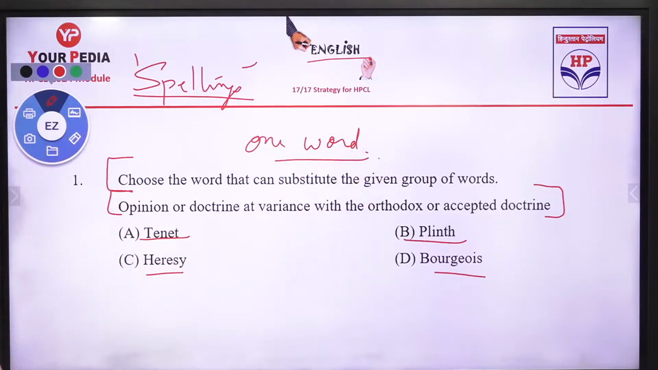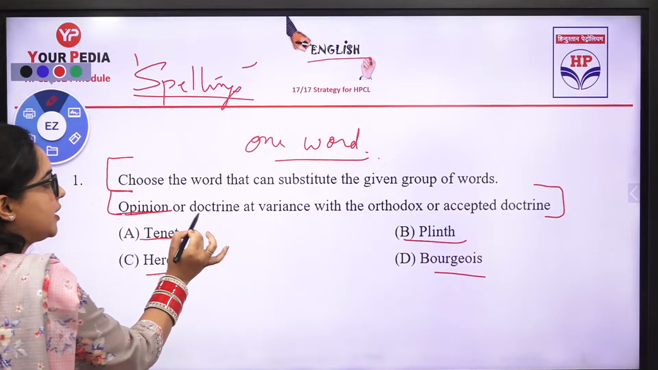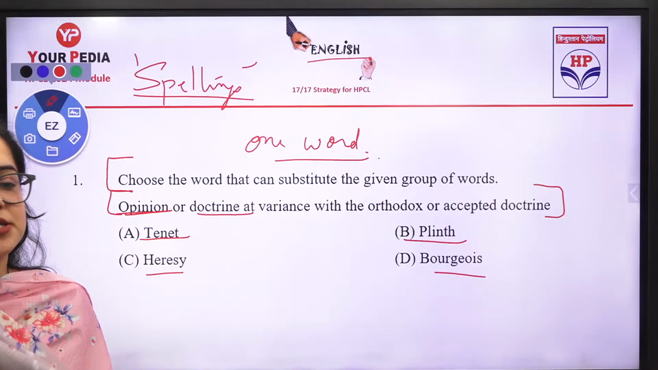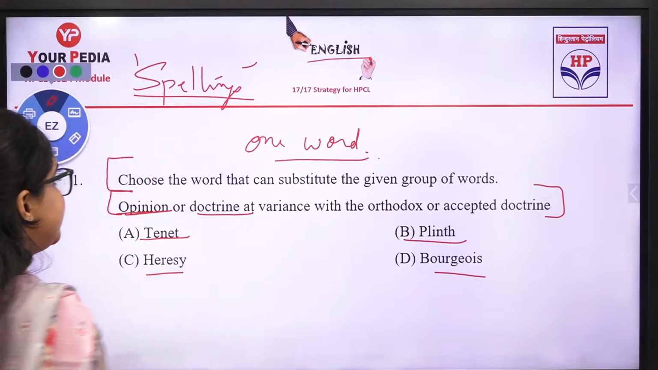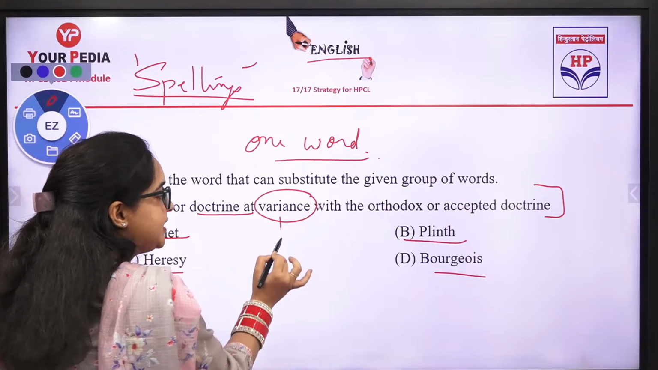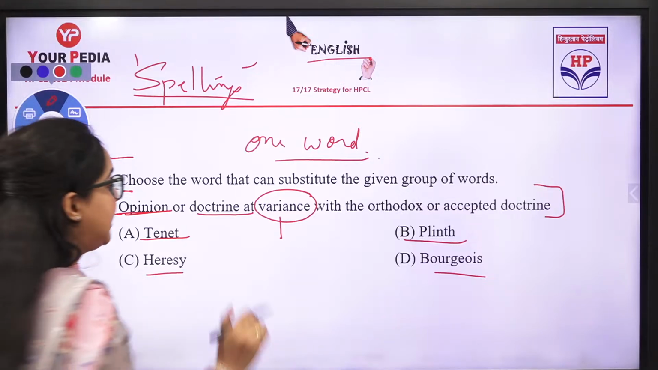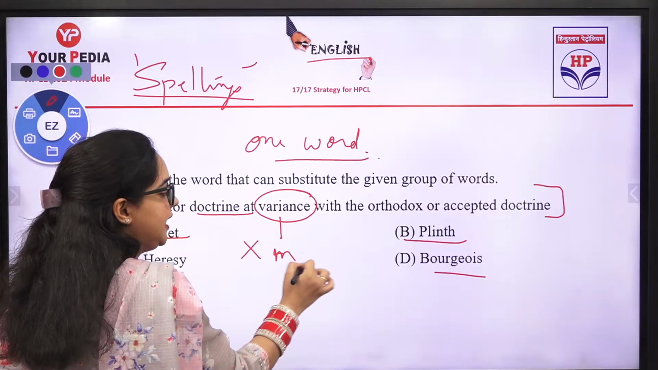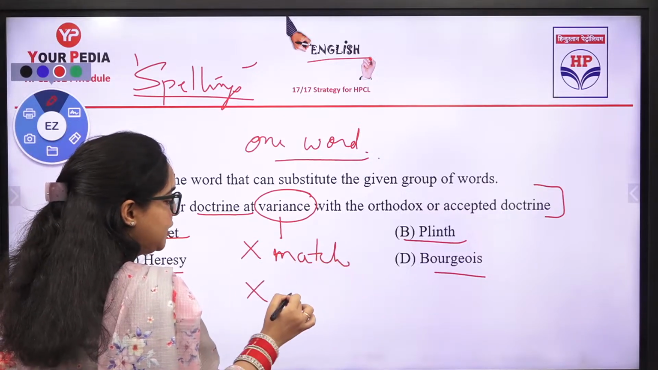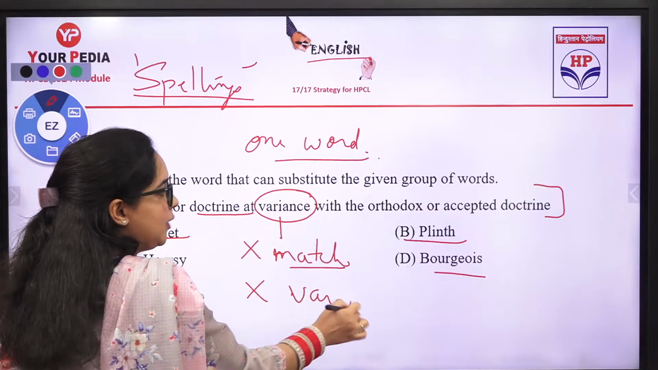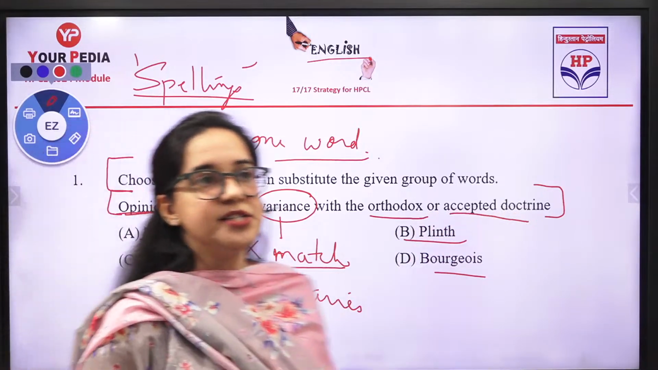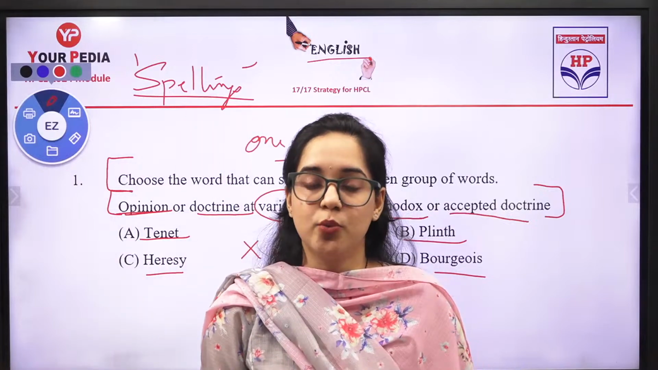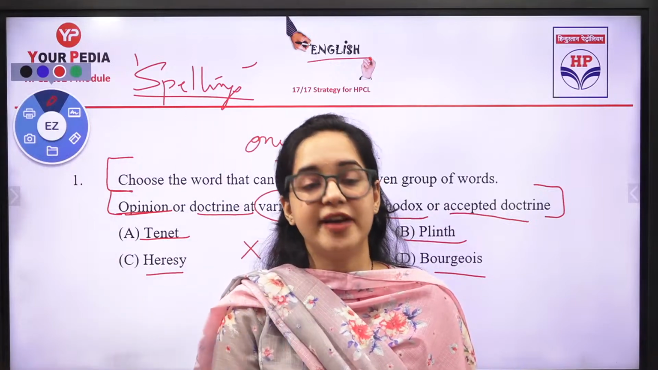The question is: an opinion or doctrine, a kind of opinion or belief, some idea you have, which is at variance. Variance means that it varies, that it does not match, with the orthodox or accepted doctrine, that is, with something that is accepted, with something that is quite conventional.